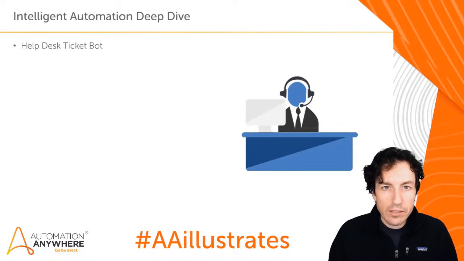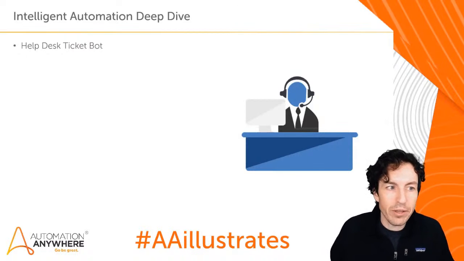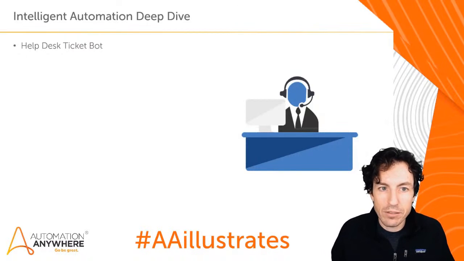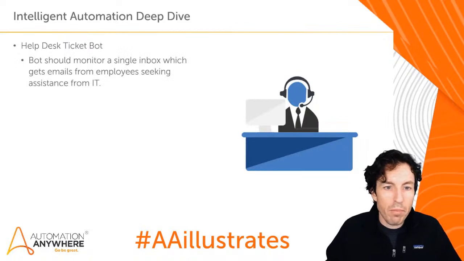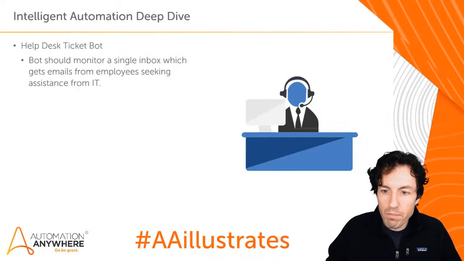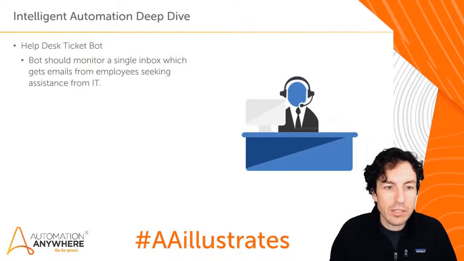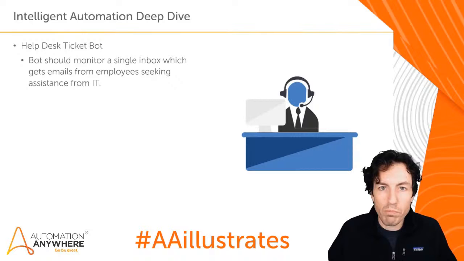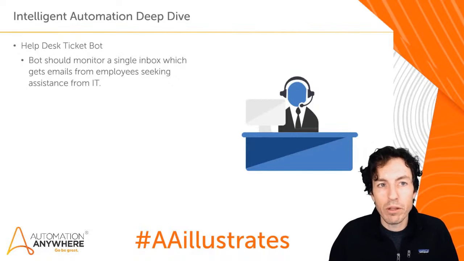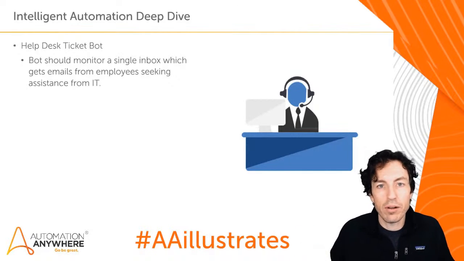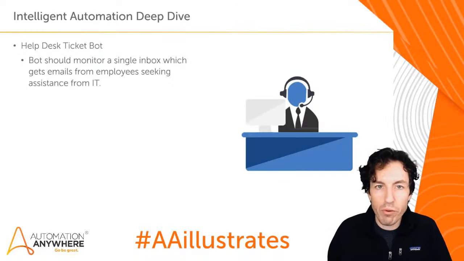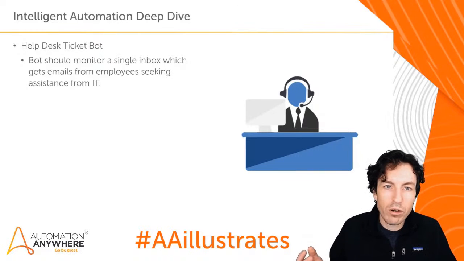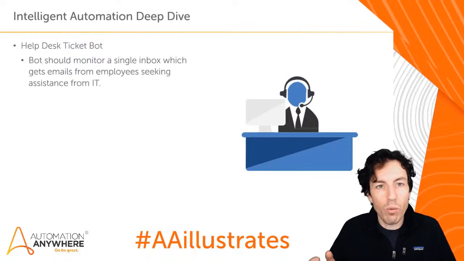So let's take an example that we're likely all somewhat familiar with, which is an IT help desk, right? The bot will monitor a single inbox, which gets emails from employees asking for assistance from IT. So this is a problem that we're all pretty familiar with, right? I need some kind of IT help. Either it's, hey, I need some software installed, or hey, my printer's not working, or I can't get on the Wi-Fi.